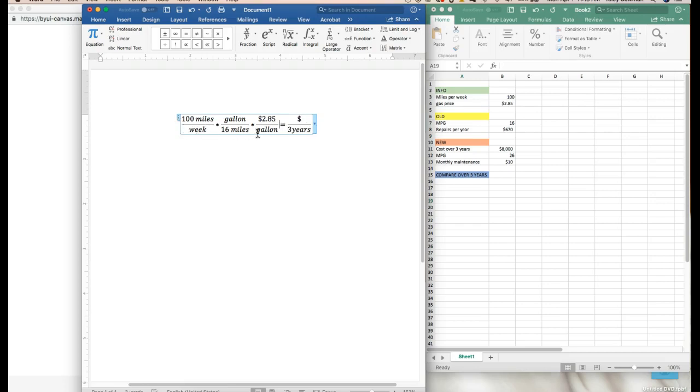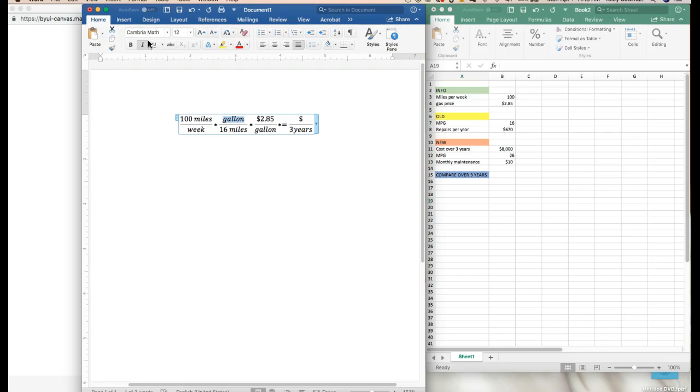However, I only have per week and I need the cost for 3 years. So I need to keep going with some conversions here. Let's see how much we've gotten rid of. The gallons have canceled. That's good. That's what we needed. And the miles have canceled. This miles, we have one on top and one on bottom, so they cancel. That's great. So I can quickly see I have week and I have dollar.